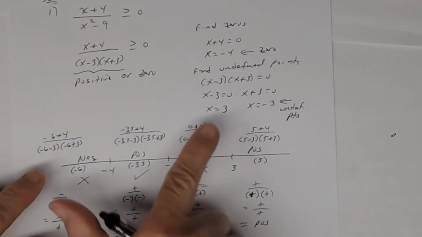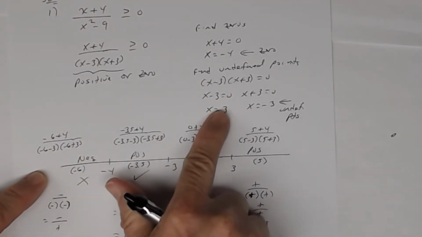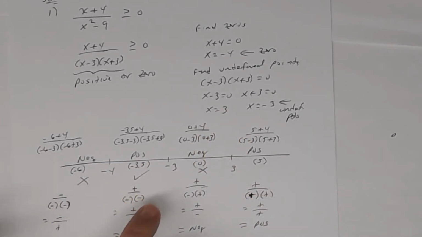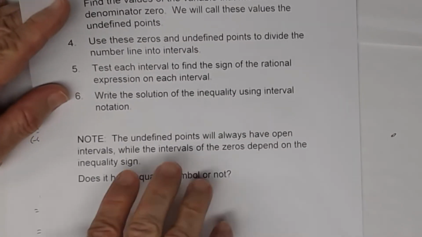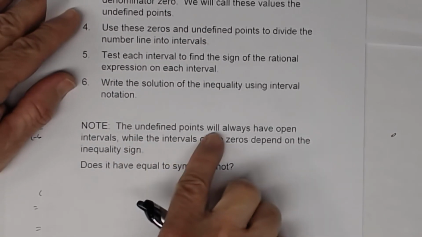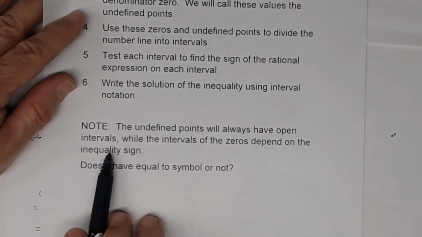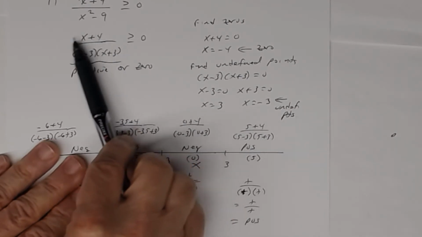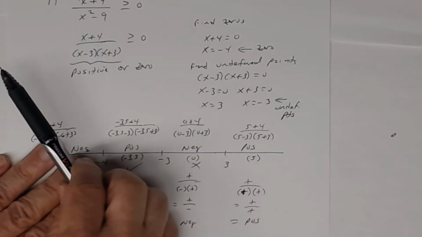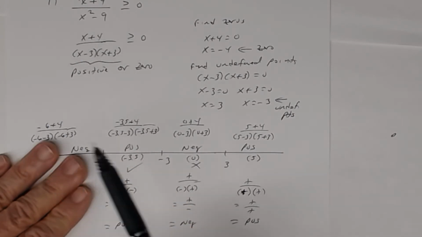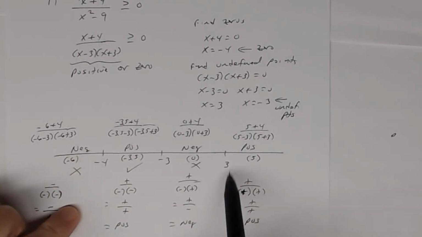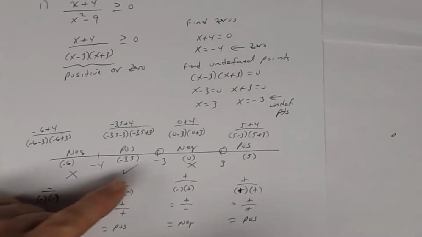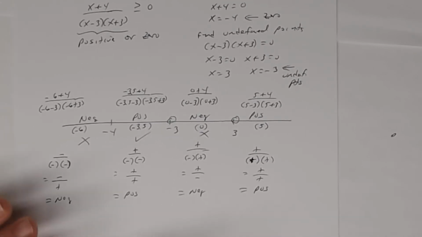Okay, now we got to talk about whether we need open circles or closed circles at these zeros and undefined points. Remember, and we talked about this in the previous two lessons, the undefined points will always have open intervals or open circles, and the reason is because it makes this rational expression undefined. So it cannot be a solution because you cannot divide by 0. So right away, for the undefined points, you're always going to put parentheses. So 3 and negative 3, parentheses, or I'm sorry, open circle. When we do the interval, it's going to be parentheses.